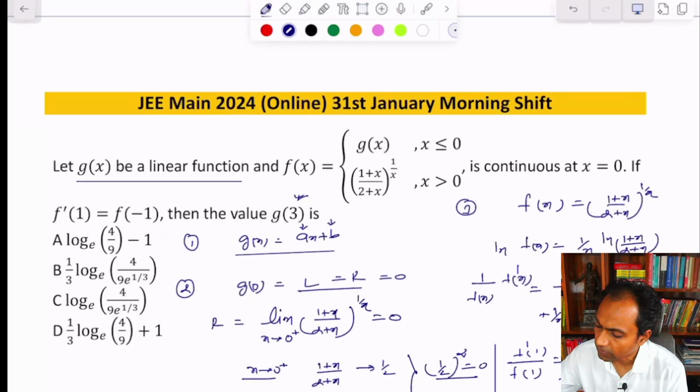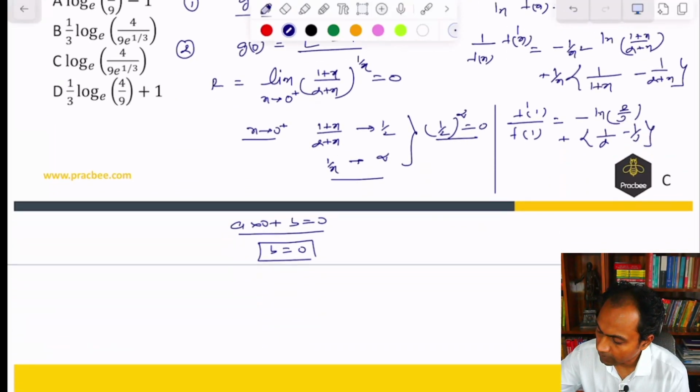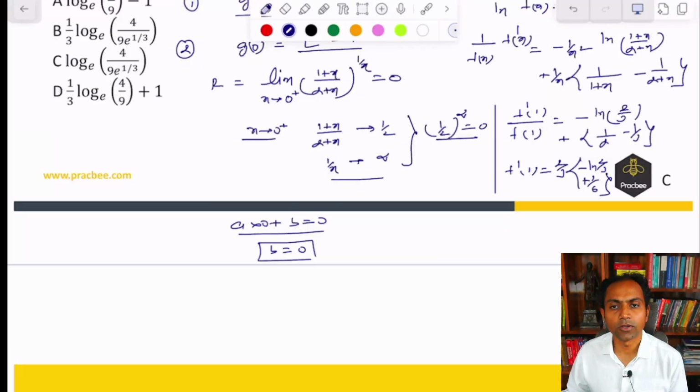F of 1 we can figure out directly from here by putting the value in. So if I put the value as 1 here, my f of 1 comes out to be 2 by 3 raised to the power 1. That is nothing but 2 by 3. So f dash of 1 as a result becomes 2 by 3 times minus ln of 2 by 3 plus, and if I subtract this, 3 minus 2 becomes 1, so that is nothing but plus 1 by 6. We have got the value of f dash of 1.